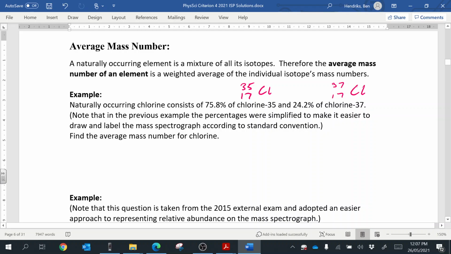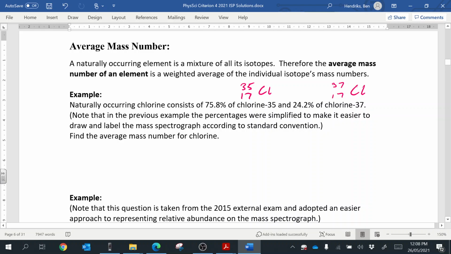So naturally, 75.8% of them are these chlorine 35s, and 24.2% of them are chlorine 37s. They have the mass numbers of 35 and 37 respectively. Note that in the previous example, the percentages were simplified to make it easier to draw and label the mass spectrograph according to standard convention. Find the average mass number of the chlorine.